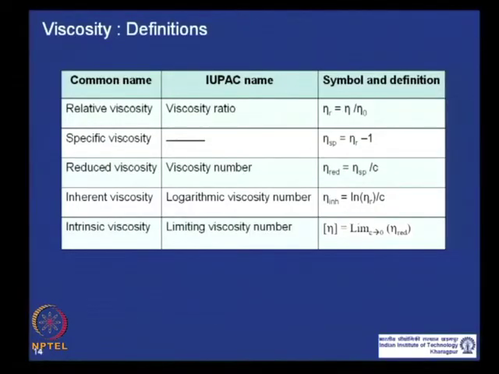Now, there are a few definitions of viscosity you should know. These are the common names of different viscosities and these are the IUPAC names. Still, the common names are used by many people. Actually, more people use the common names than the IUPAC names. Eta is the viscosity of the solution of a polymer of concentration C at a given solvent and given temperature, whereas eta 0 is the viscosity of that solvent at that particular temperature.